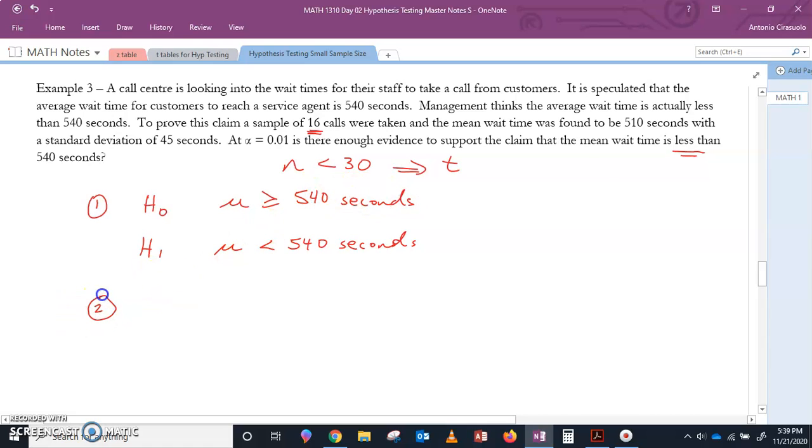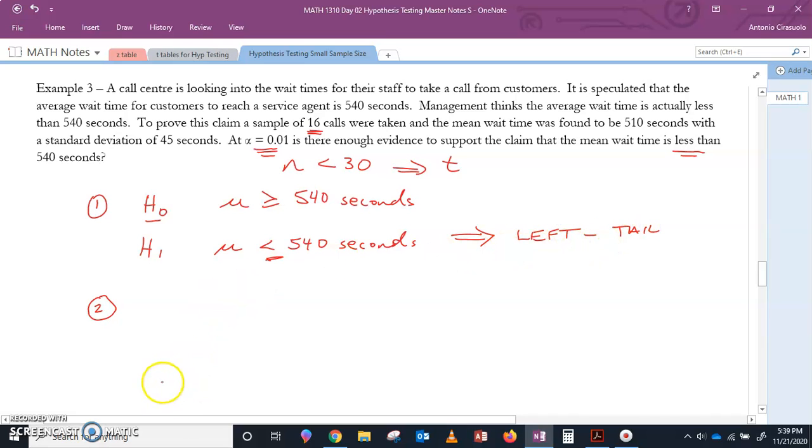Second order of business is to find the critical values for this question. Now, in this case here, the alpha is 0.01. In other words, the probability of rejecting our null hypothesis when in fact it's true is 1% in this case. Now as well, because we have a direction given, we can say that this is a one tail, and since it's pointing to the left, it's less than. This is a left tail situation.